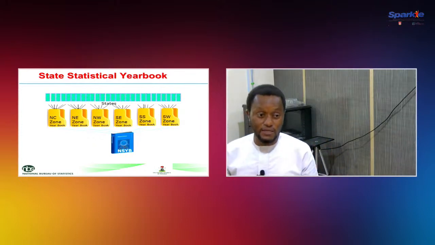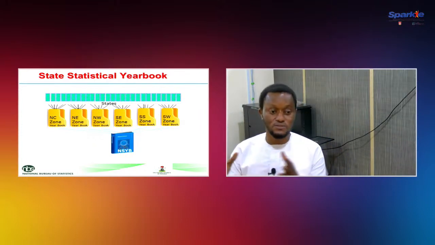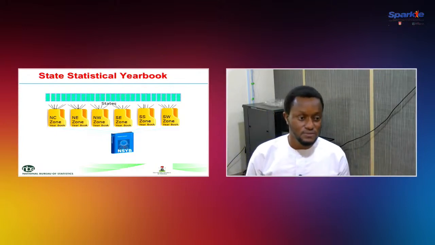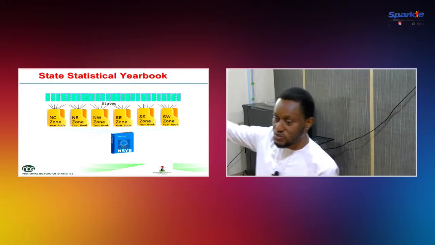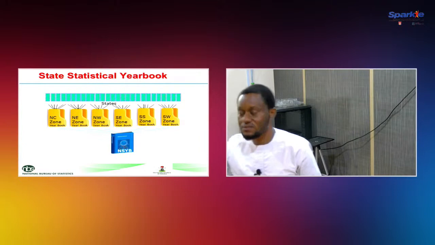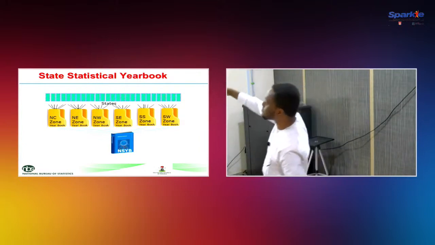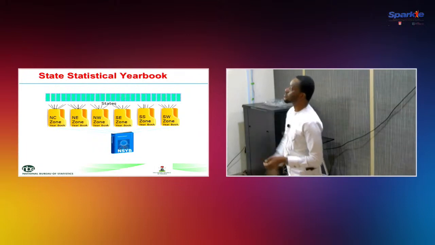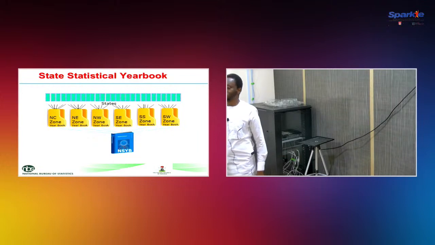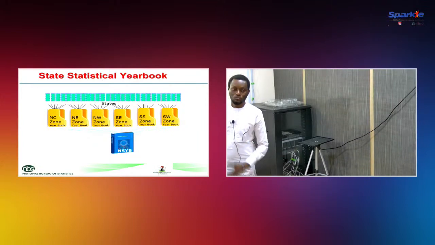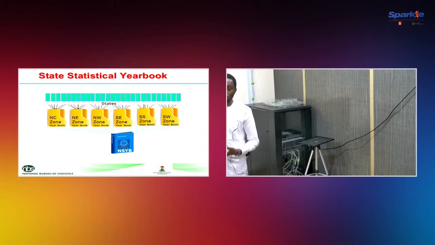Some are like a zonal yearbook, like the North Central states. They collect their data and they produce it under the zonal space. So we have the North Central Yearbook, we have the Northeast, we have the Northwest, like that. And so we have the National Statistical Yearbook for all the states. Most often, if you go to a State Bureau of Statistics or statistical agencies of states, you will definitely see some of this. And it cuts across so many areas of interest.